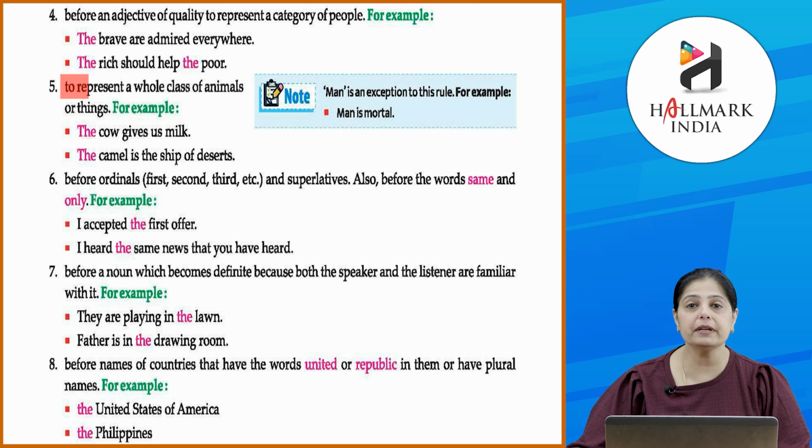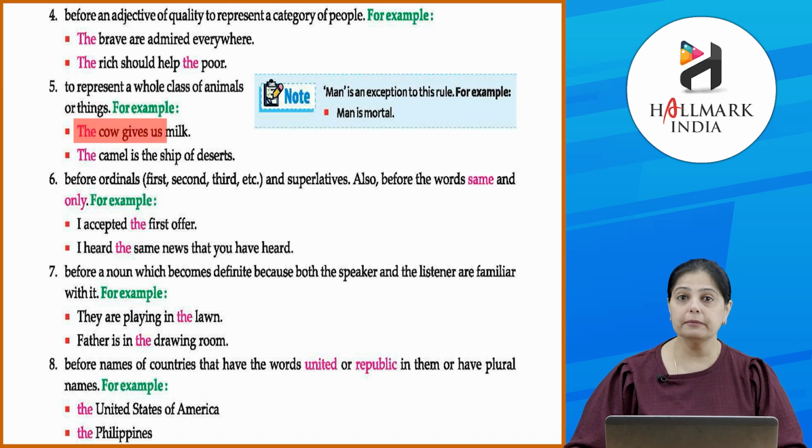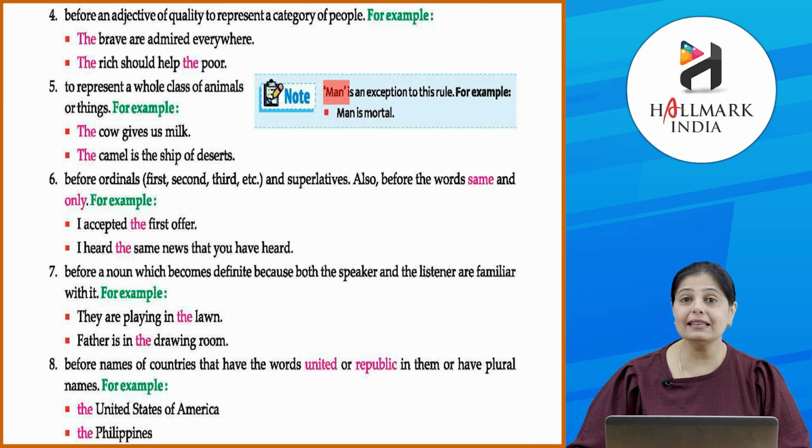Okay, to represent a whole class of animals or things. For example, the cow gives us milk. The camel is the ship of deserts, means all cows give us milk. All camels are called as the ship of the deserts. Clear? Now, man is an exception to this rule.